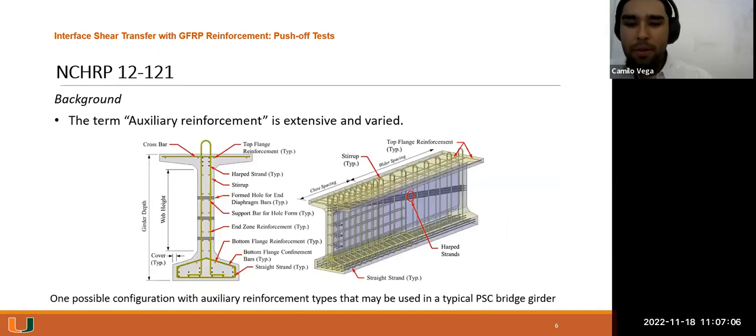So, for example, I want to show you this picture. The term auxiliary reinforcement is extensive and varied, and this picture shows a possible configuration of the auxiliary reinforcement that can be used in a typical pre-stressed concrete bridge girder. As we can see, the amount of reinforcement that must be provided to achieve a truly corrosion-free structure is relevant. In that sense, the term auxiliary includes reinforcement that serves a wide range of purposes. One of them, which corresponds to our objective in this project, is the reinforcement that connects the girder to the deck in a bridge. So we are going to focus on this type of reinforcement.